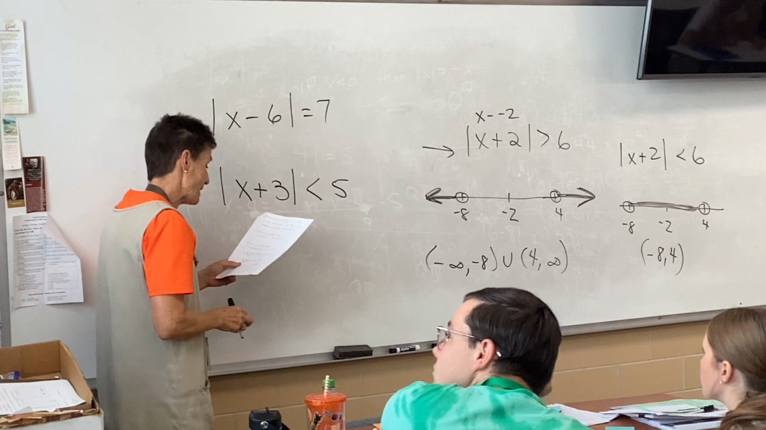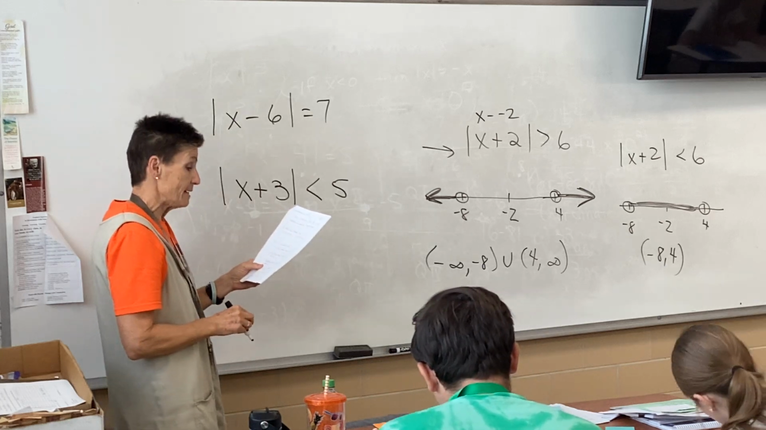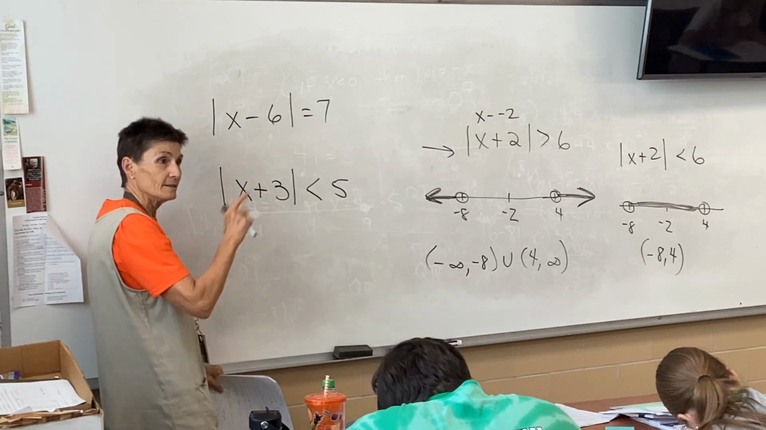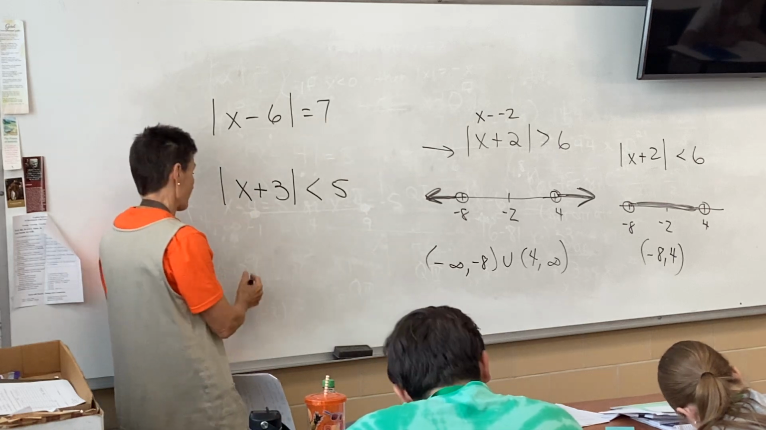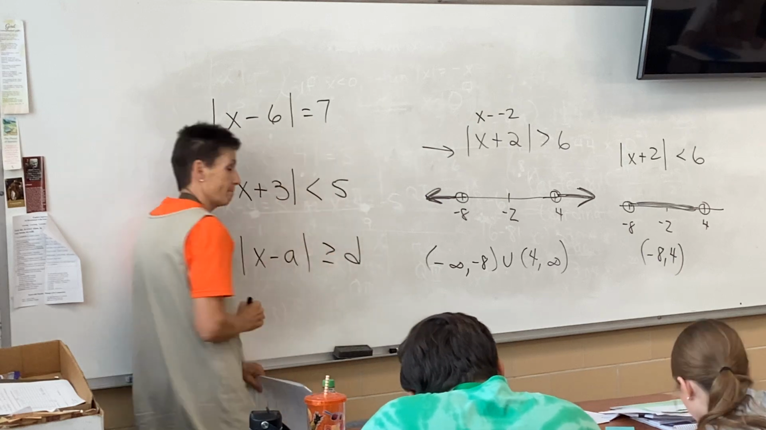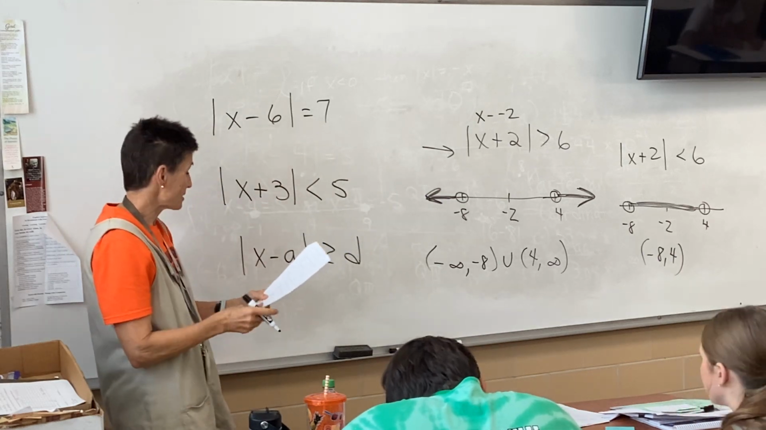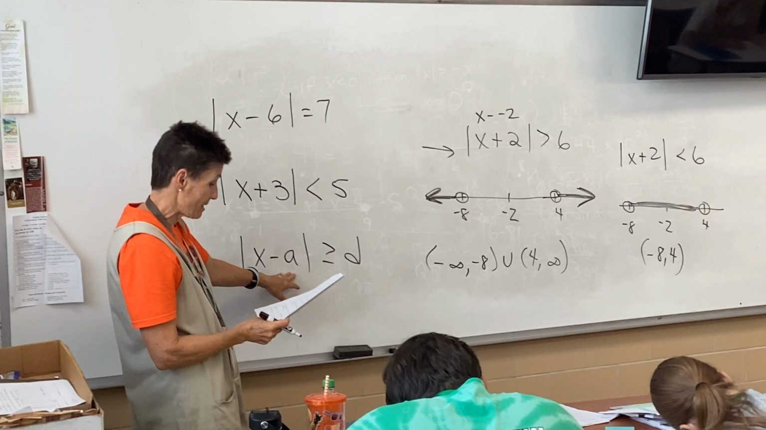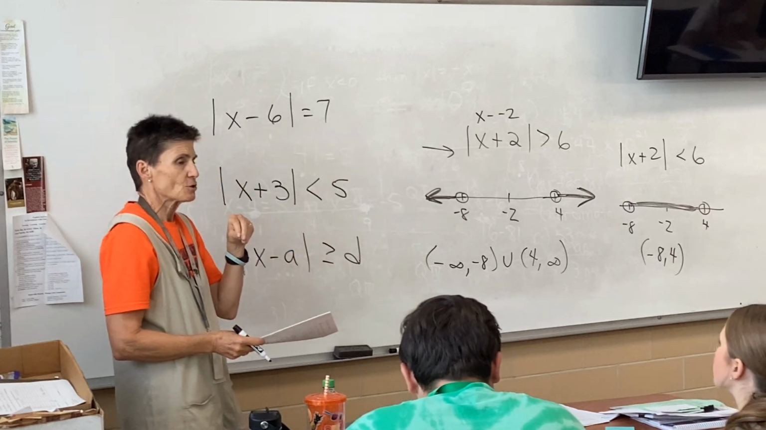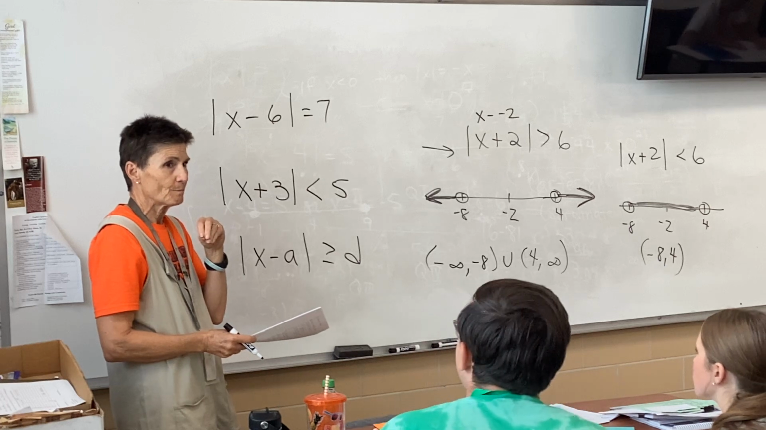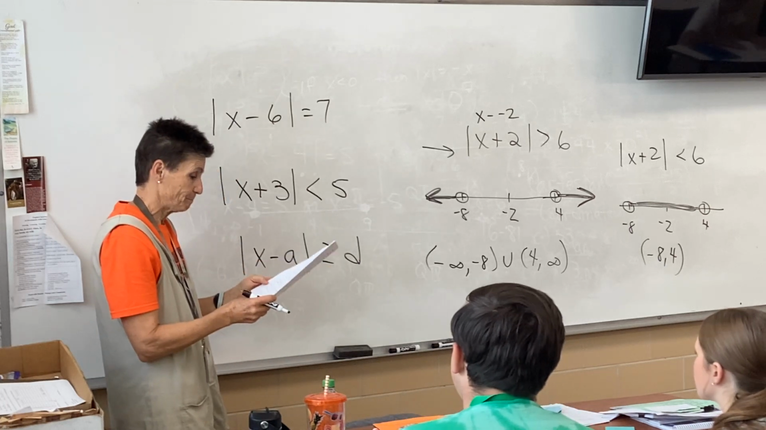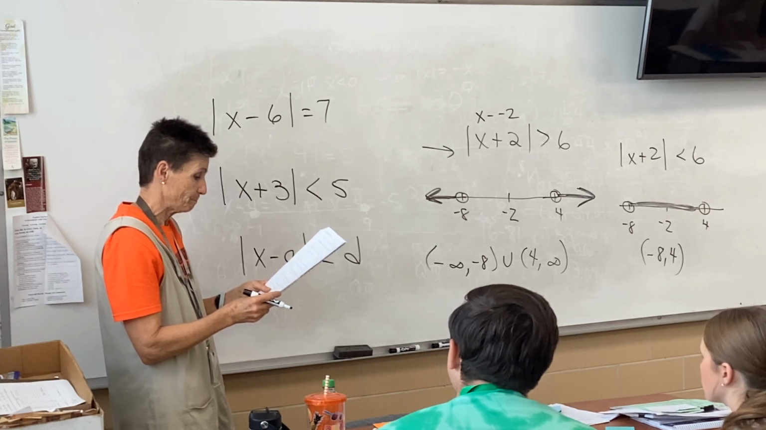The distance between x and a is at least d. Oh lordy. Okay. Josie? The absolute value of x minus a is greater than or equal to d. The distance between x and a is at least d. So doesn't that mean d or bigger? What do you think? I think she's right.